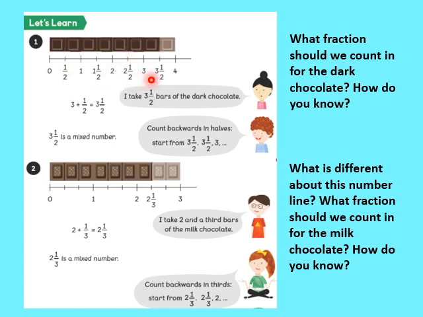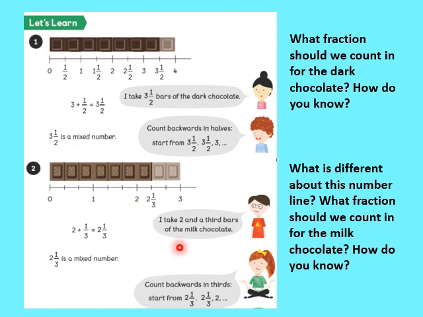So if Ruby took 3.5 bars of the dark chocolate, we can see there's one whole bar here, two whole bars, three whole bars, and then she has taken 1/2 or 1 out of 2 equal parts of the last bar. And here it is represented as a mixed number, 3 whole bars and 1/2 or 3.5. But what about the milk chocolate?